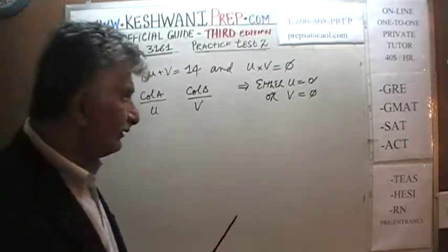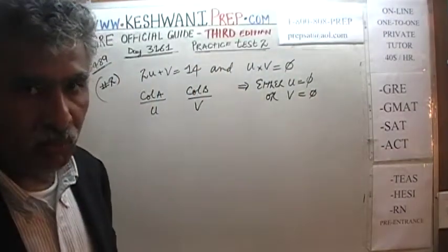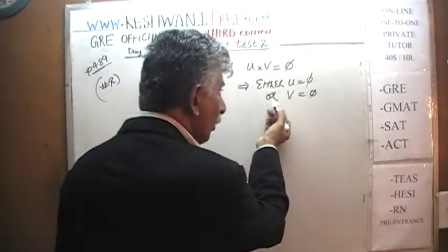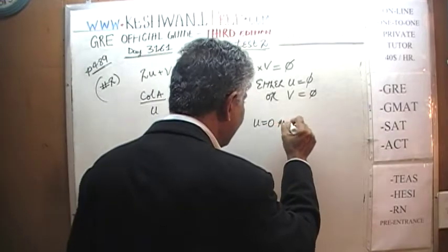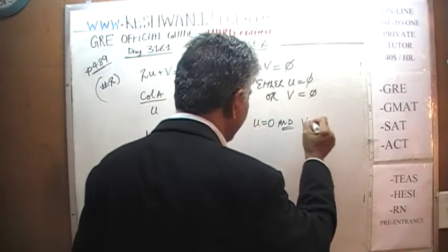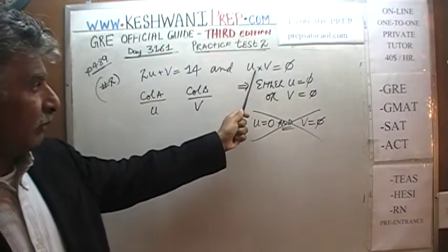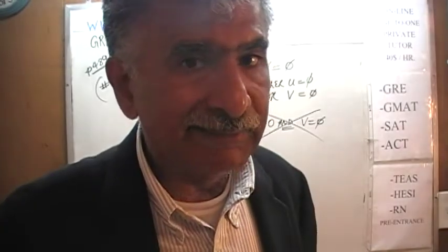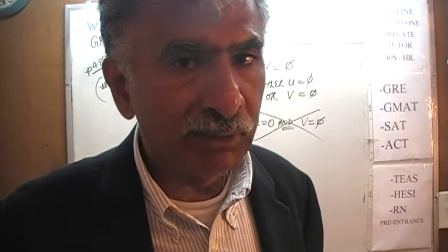But that does not rule out the fact that either u is 0 or v is 0. That is a possibility. Understand, this is either or. This is not and. We are not saying u is equal to 0 and v is equal to 0. That is not what this equation tells us. If the product of two quantities is equal to zero, one more time, if A times B is equal to zero, that does not necessarily mean that both A and B have to equal zero.